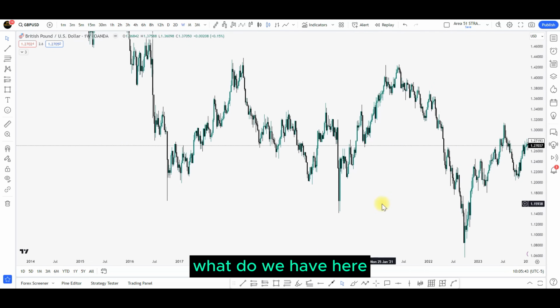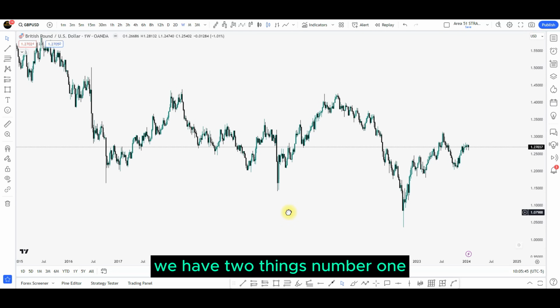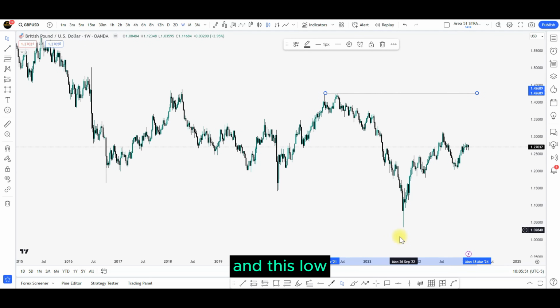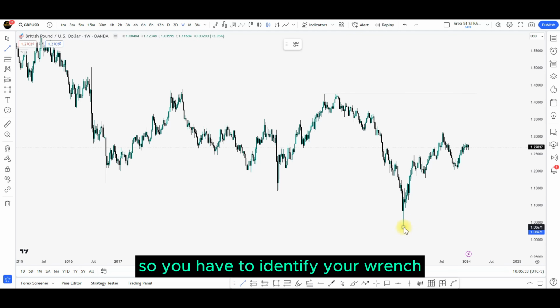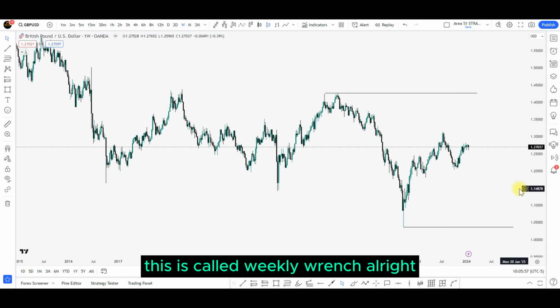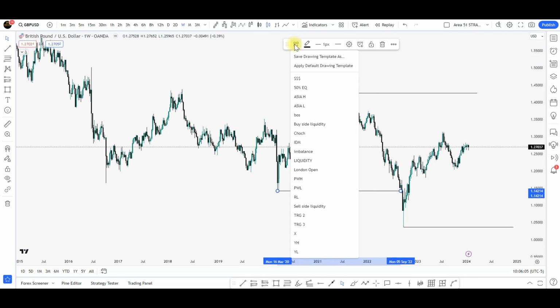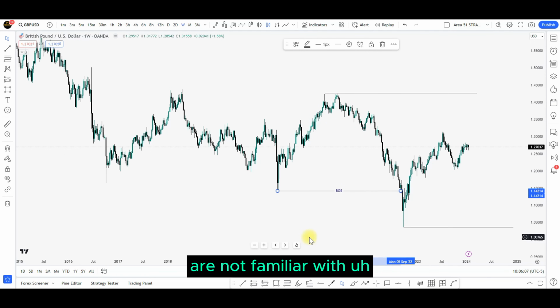What do we have here when we look at the price? We have two things. Number one, we can see price is trading between this high and this low. So you have to identify your range, your weekly range. This is called the weekly range. All right. What do we have after that? We have a valid break of structure.